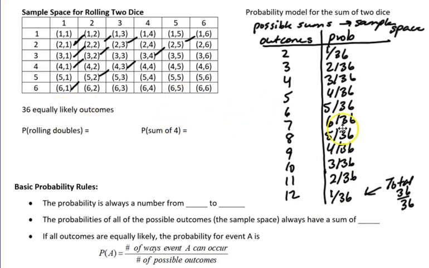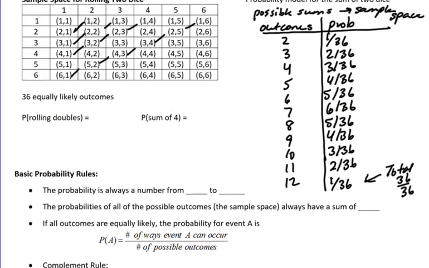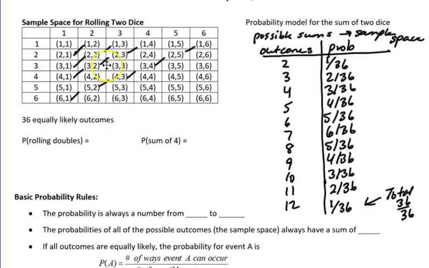When we have equally likely outcomes, all we have to do is count the number of ways something can occur, the desired outcome, over the total number of outcomes. So in this case, since all of these pairs that you could roll are equally likely, what's the probability of rolling doubles? Well, there's 6 different ways to roll doubles, 1, 1, 2, 2, 3, 3, etc. So the probability is just 6 out of 36. The probability to get a sum of 4, we've already seen, is 3 out of 36.